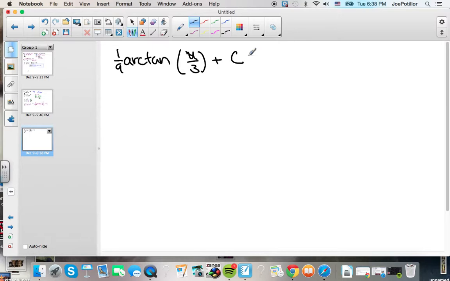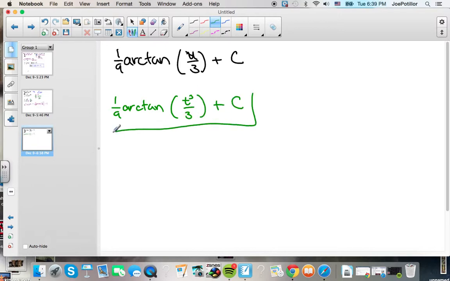Now we have to change that u back into t, and of course I let u be t cubed. So since u is t cubed, we'll change it back to t, so this becomes 1/9 arctangent of t cubed over 3 plus c. Everybody got it? Not too bad.